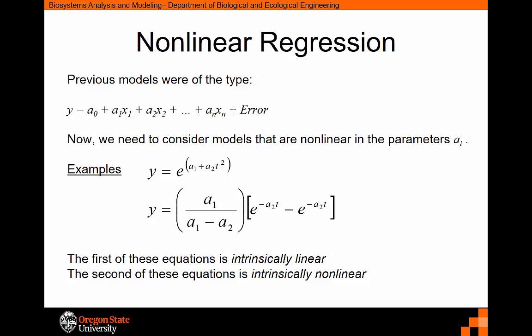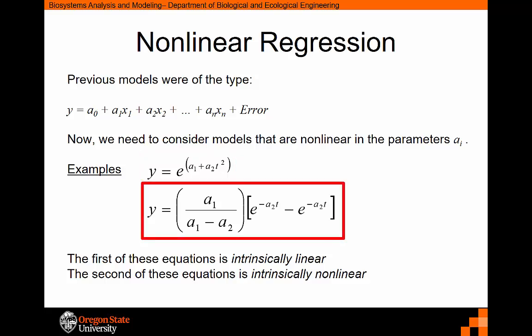Two examples are shown that depict models with nonlinear normal equations. The first of these is intrinsically linear, meaning it is nonlinear but can be transformed, in this case by a log transform, to a linear form, and as a result, the transformed model parameters can be estimated using linear regression. The second equation is intrinsically nonlinear, meaning there is no transformation that will convert it to a linear form. In this case, we have no alternative other than nonlinear regression for estimating parameters for this model.